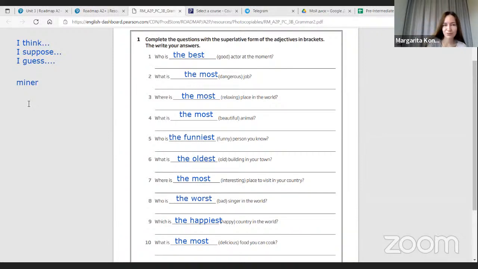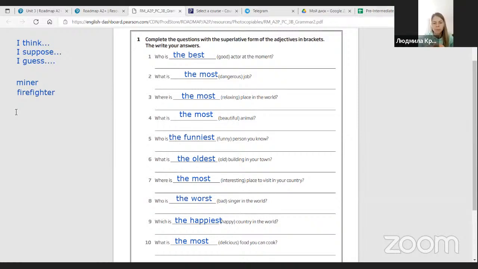Ask me then. What is the most dangerous job? Yes, I think miners is the most dangerous job, and maybe also firefighters. Firefighter is also one of the most dangerous jobs. I agree with you. Yes, they risk their lives every day. Okay, where is the most relaxing place in the world?